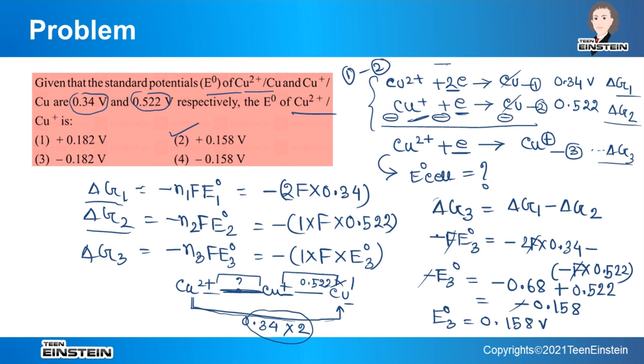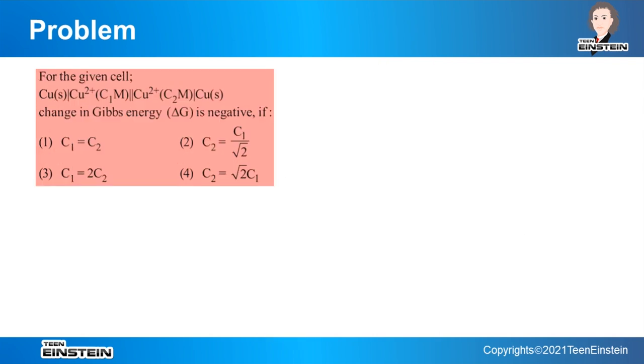So if you are comfortable, you can also draw this type of diagram and solve the problem. It is up to you, whichever way you find better. In any case you will get the answer 0.158. So by the relation del G is equal to minus nF E naught, this equation we have used to solve the problem. Okay, another problem.